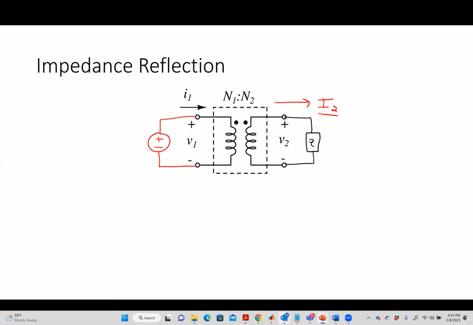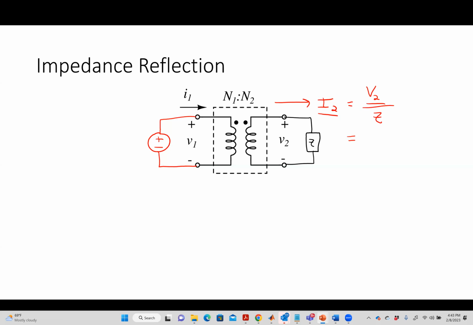Now, how do I figure out what I2 is? What would that be in terms of what I've shown right here? I2 would be V2 divided by Z. V2 divided by Z. All right. Now, how can I express that in terms of V1, the primary side voltage?